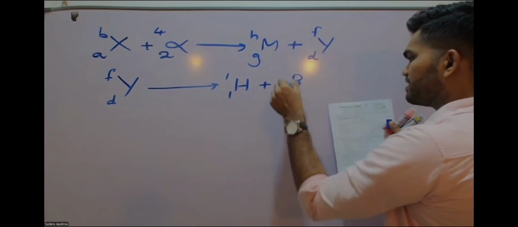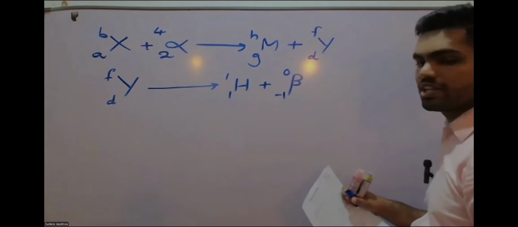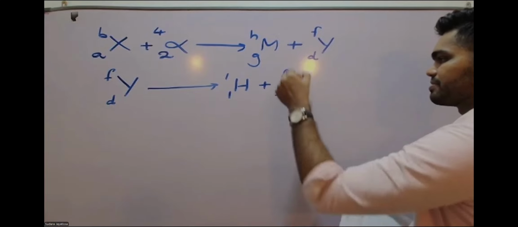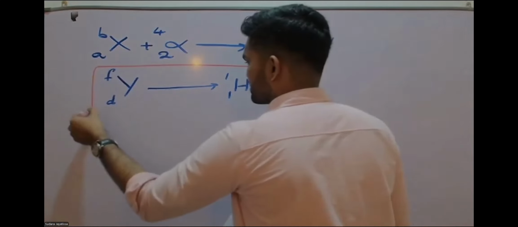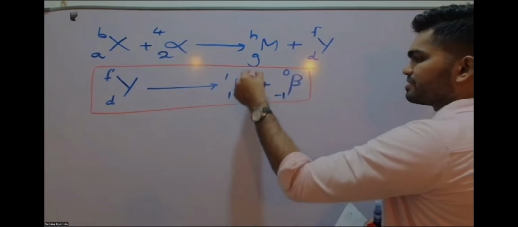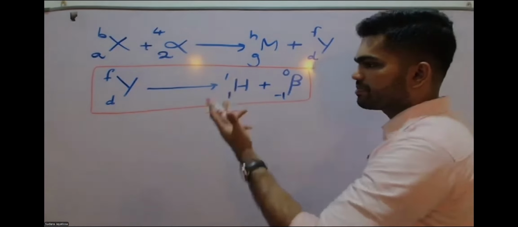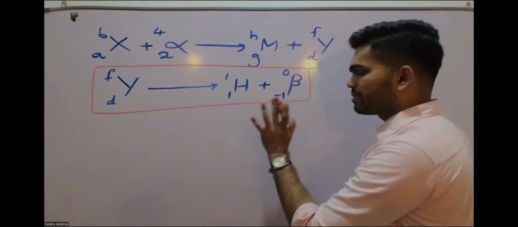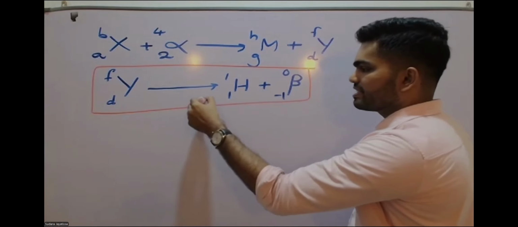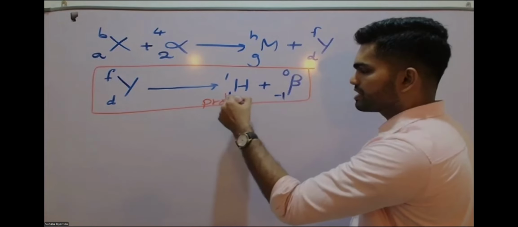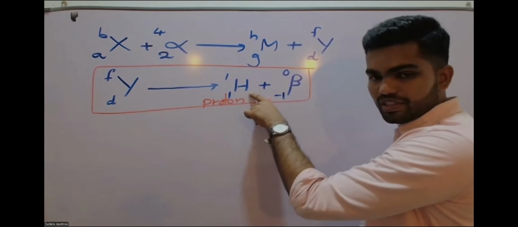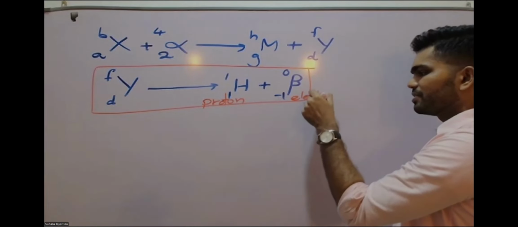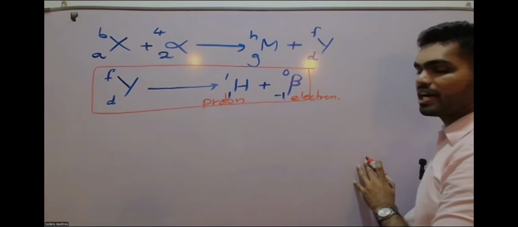So beta is (-1, 0). Beta is equivalent to an electron. Understood? This reaction is somewhat important. So what is this particle, H(1,1)? Somebody can say this is a hydrogen atom. I'm not saying that is false, but you can call this a proton also. This is how you represent a proton, isn't it? And this you can say is an electron or beta particle.